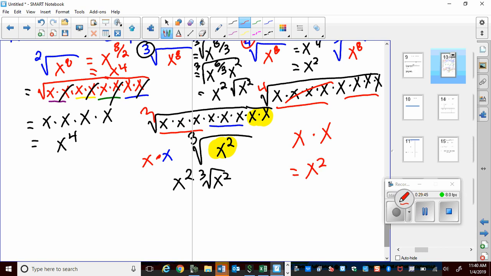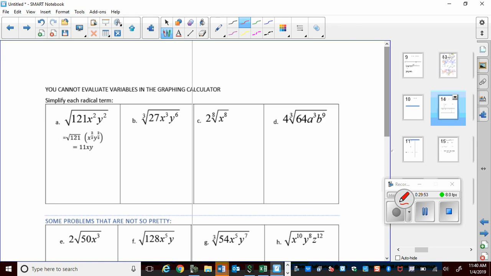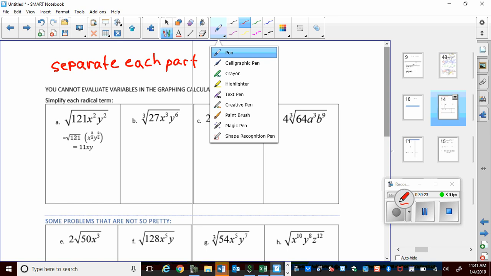So you can replay that to see how to work with radicals under a variable, but we're going to move on to the next part. If you see, I used that technique that I was talking about earlier, and we could still do that. But I'm just going to separate each part. It's easier to work with.